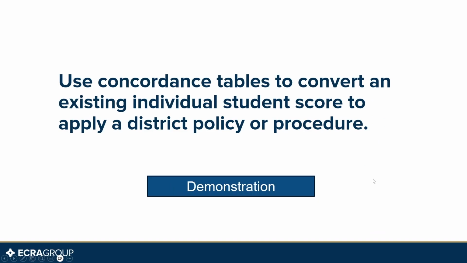And the last context that I want to take a look at is using concordance tables to convert an existing individual student score to apply a district policy or procedure. So in this case, all we're interested in, and this happens a lot in schools, is how can we just look up a student's score and see it on both metrics, even though they may have only taken the SAT or the ACT.